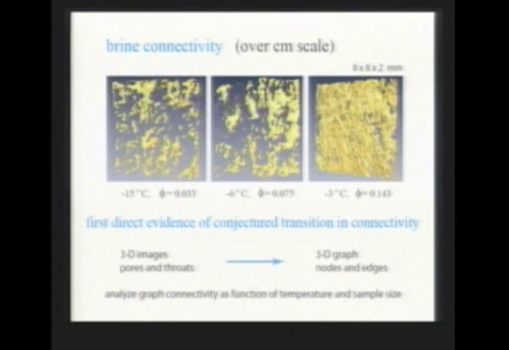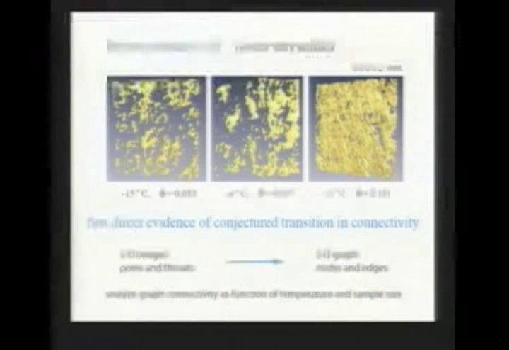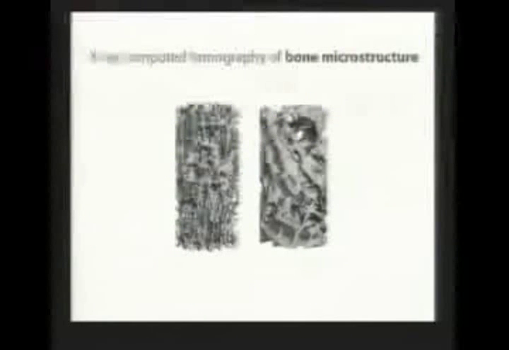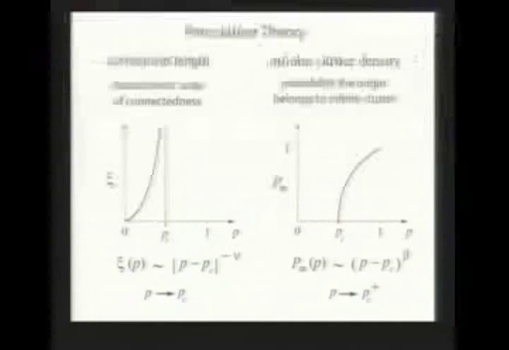We had no direct way of looking at the brine conductivity. Now we do with this X-ray tomography. So here's no vertical pathways, one vertical pathway, many vertical pathways. We map 3D images of pores and throats onto 3D graphs of nodes and edges, and then we analyze that graph conductivity as a function of temperature and sample size. By the way, these images are very similar to the bone microstructure.